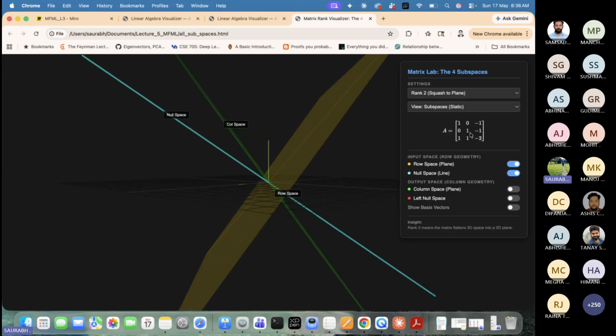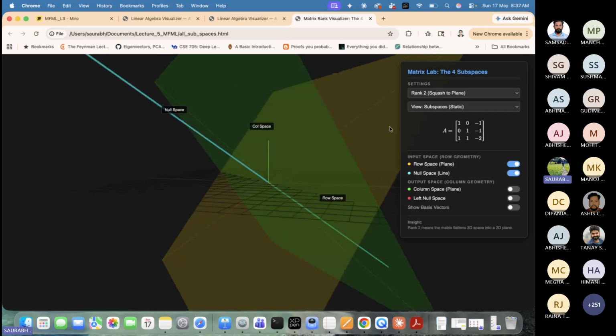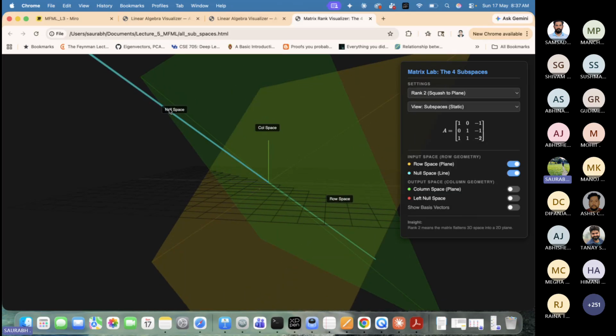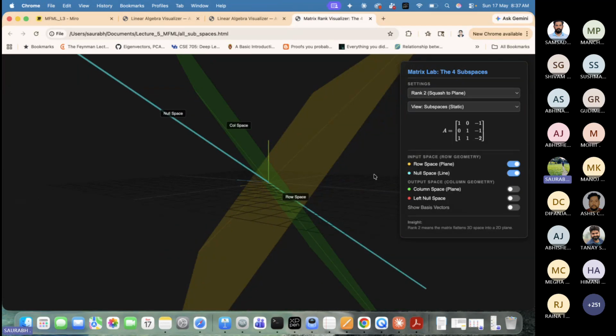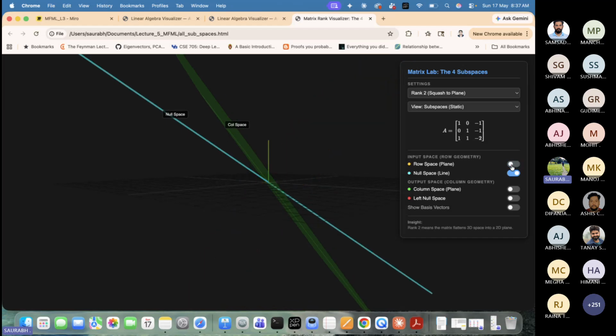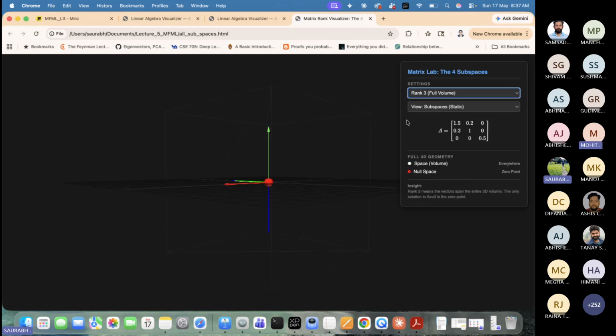Now, if you see here in this particular case, rank 2 means the null space would be a line. Now you see that the null space is a line, a bluish line. Now let me remove the column spaces, or let it be there. Now you could see that the null space is a line. Now let's say that the rank is 3. Now rank is 3, everything would be 3 dimensional. That's what you could see.